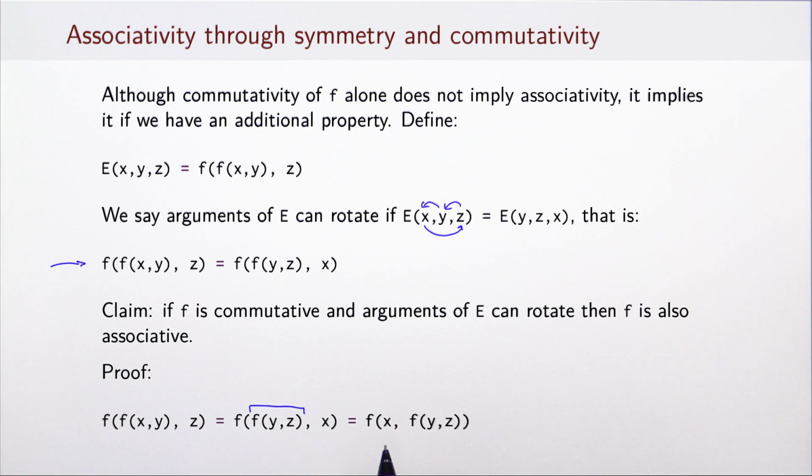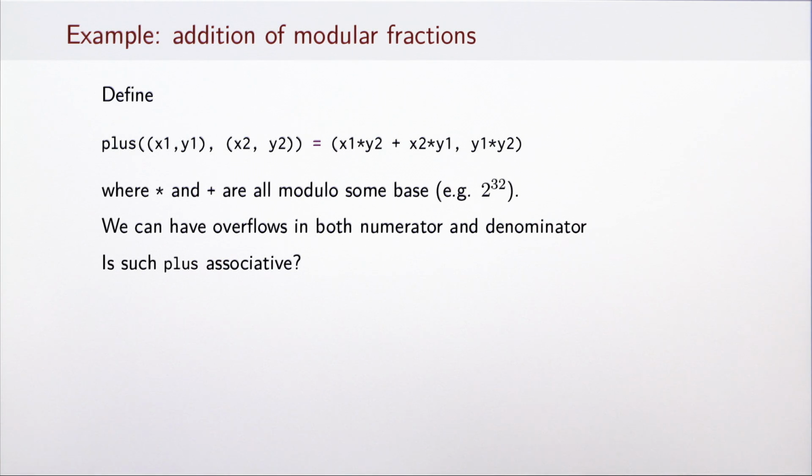And what have we obtained? We have obtained the right-hand side of the associativity law. So that means that these two properties in fact imply associativity. Even though the condition of rotation may seem difficult, it turns out to be easy to recognize visually in many examples. Let's define now addition on fractions, where their addition and multiplication is defined again modulo 2 to the 32.